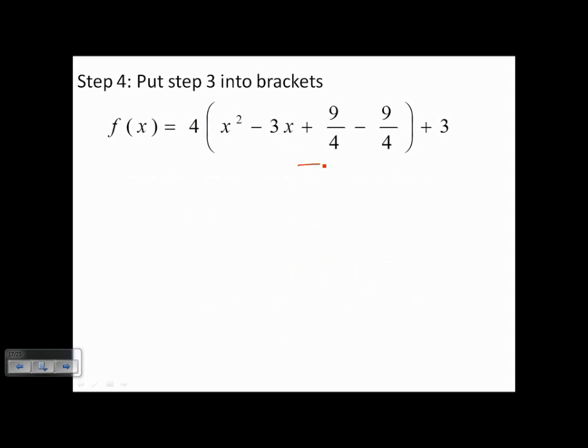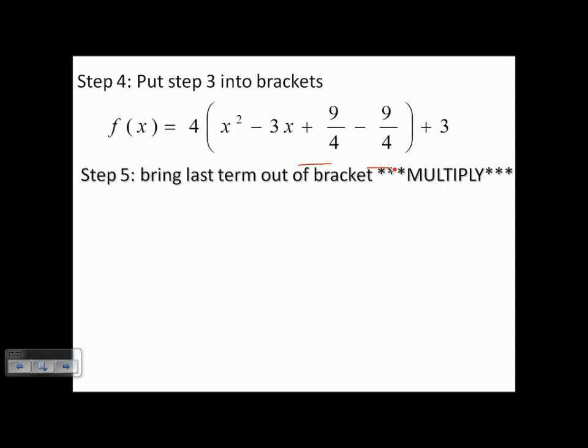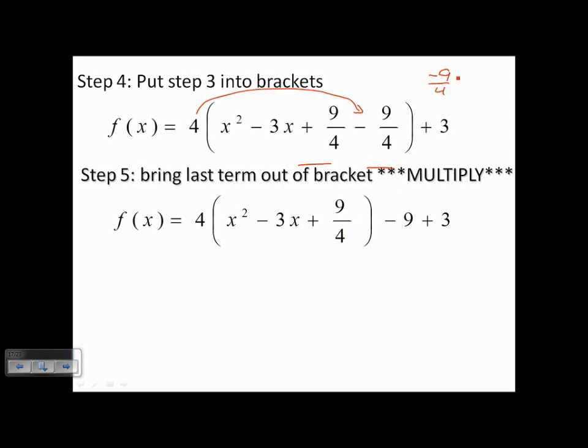Remember, we're adding and subtracting so that we're not actually changing the equation, we're just writing it in a slightly different way. Bring that last term out of the bracket, but you have to multiply. What I mean by multiply is that 4 has to multiply by that negative 9 over 4 term, which leaves me with negative 9, so let's make sure we get this right. Negative 9 over 4, I multiply by 4, I get negative 9. So that's what I write outside my bracket.